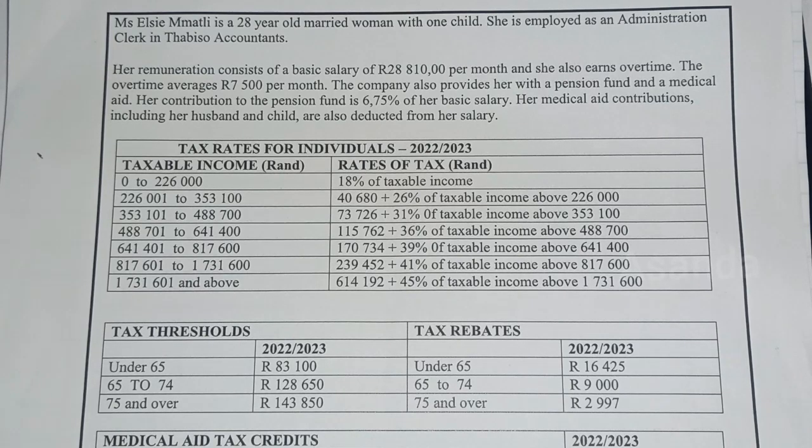Miss Elsie Monthly is a 28-year-old married woman with one child. She's employed as an administration clerk in Tabiso Accountants. Her remuneration consists of a basic salary of 28,810 rand per month, and she also earns overtime. The overtime average is 7,500 per month.